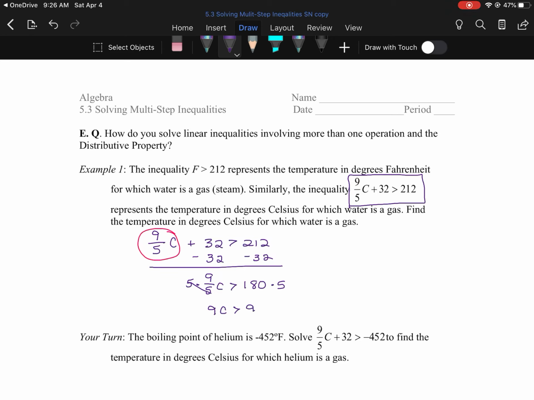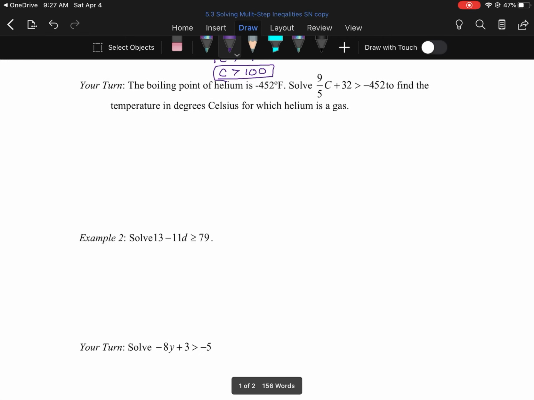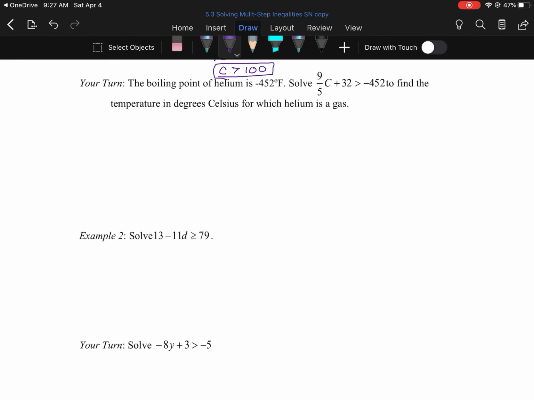So multiply both sides by 5, and we get 9C is greater than 900. Now to get C by itself, I divide both sides by 9, but I'm running out of room, so 900 divided by 9 is 100. So that means C has to be greater than 100, and then water is a gas. Pause the video, try the your turn, come back, and double check your work.